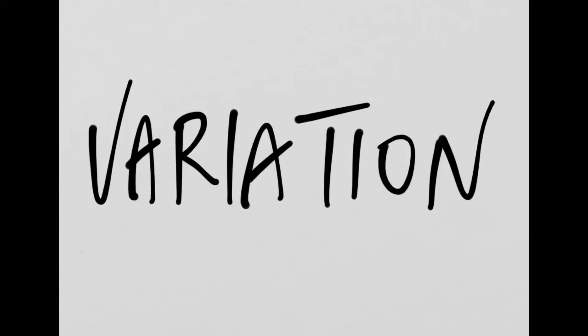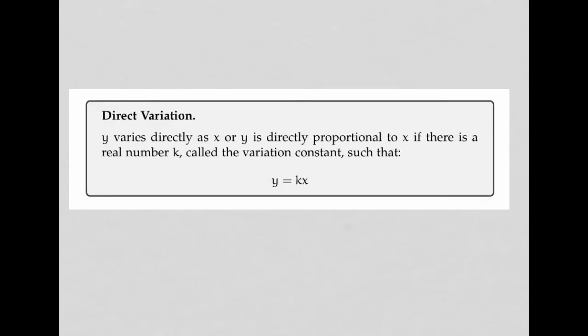In this video, I'm going to go over some examples of variation. First, let's recall what the definition of direct variation is. Y varies directly as x, or equivalently, y is directly proportional to x if there is a real number k called the constant of variation, or variation constant, such that y equals kx. So direct variation means we're dealing with the equation y equals kx.